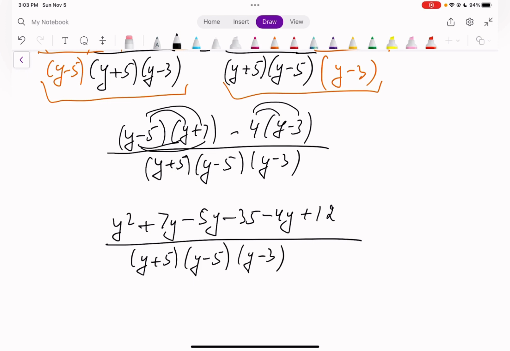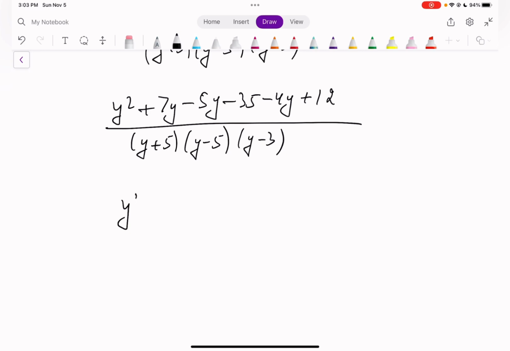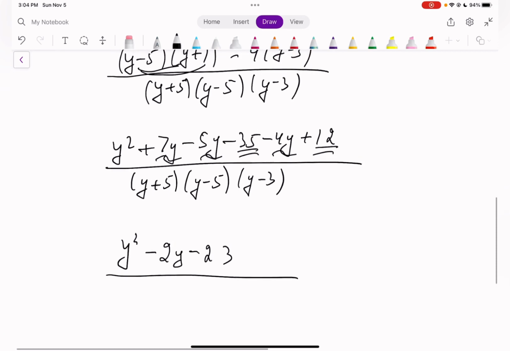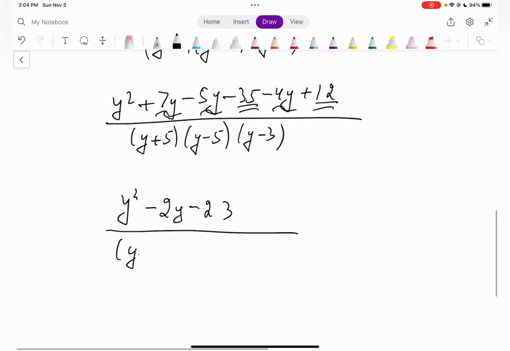Okay, let's do some cleaning. What do we have here? Like terms: we have y squared, it doesn't have any like term. Now 7y minus 5y is 2y, and 2y minus 4y is going to be minus 2y. And negative 35 plus 12 is going to be negative 23. Right? Okay. And here we have y plus 5, y minus 5, y minus 3. All right.